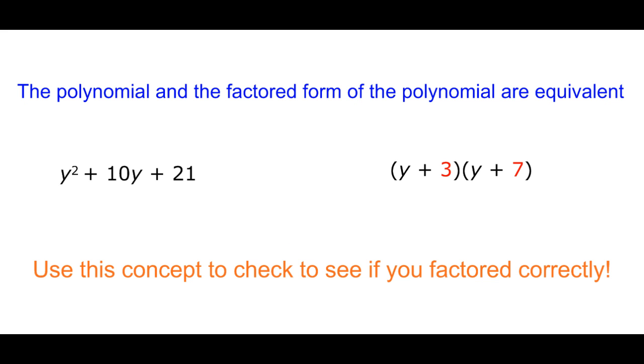Okay? Polynomials. This is a polynomial, and the factored form and the polynomial are equal to each other. So you can use this concept to check to see if you factored correctly. Simply take your factored form, use the distributive property or FOIL, and you should get the form that you started with.